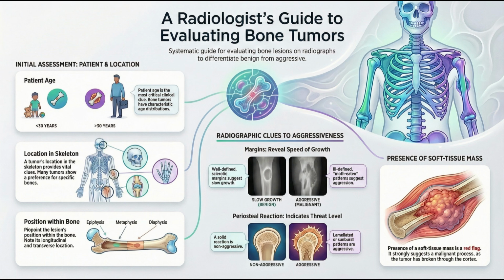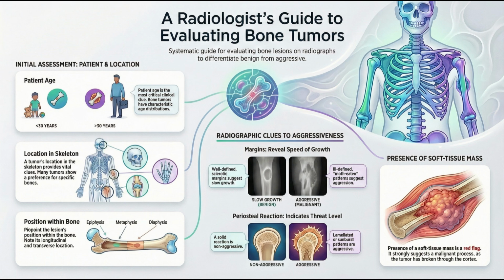Type IB is still well-defined, but it lacks that sclerotic rim, so this is indeterminate. It's often seen in a giant cell tumor or maybe a very low-grade chondrosarcoma. It's definitely concerning, but it's not a clear emergency yet. But then we get to type IC.